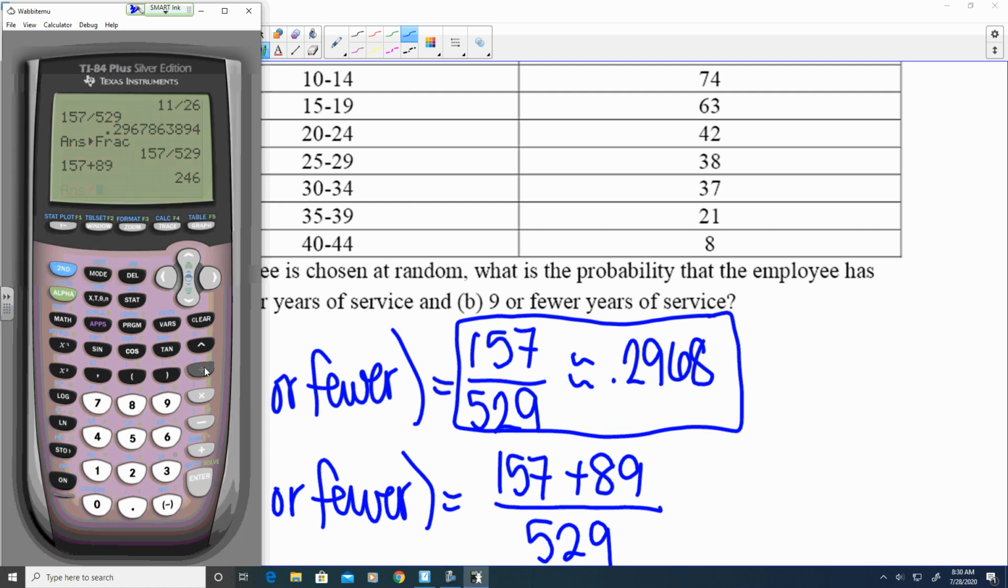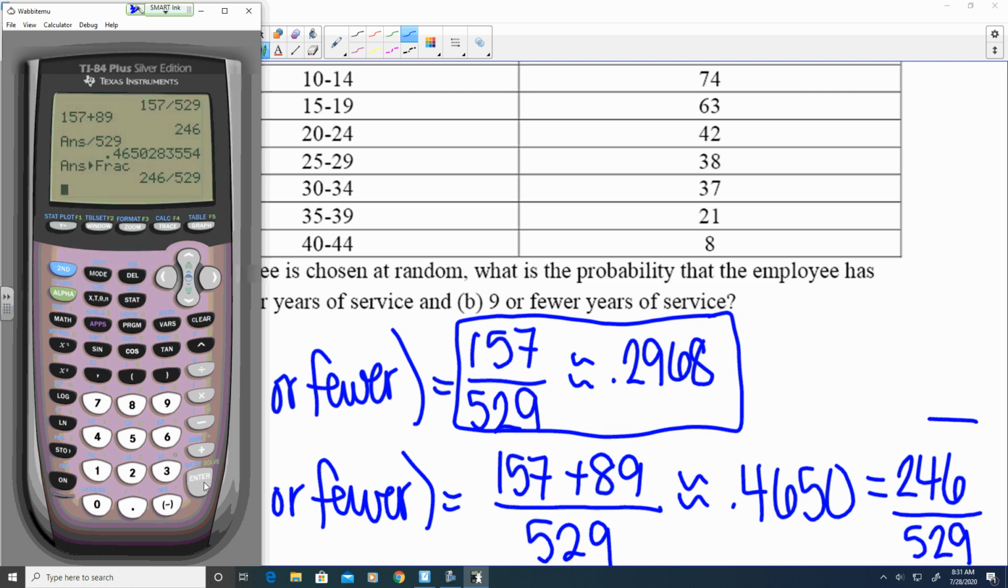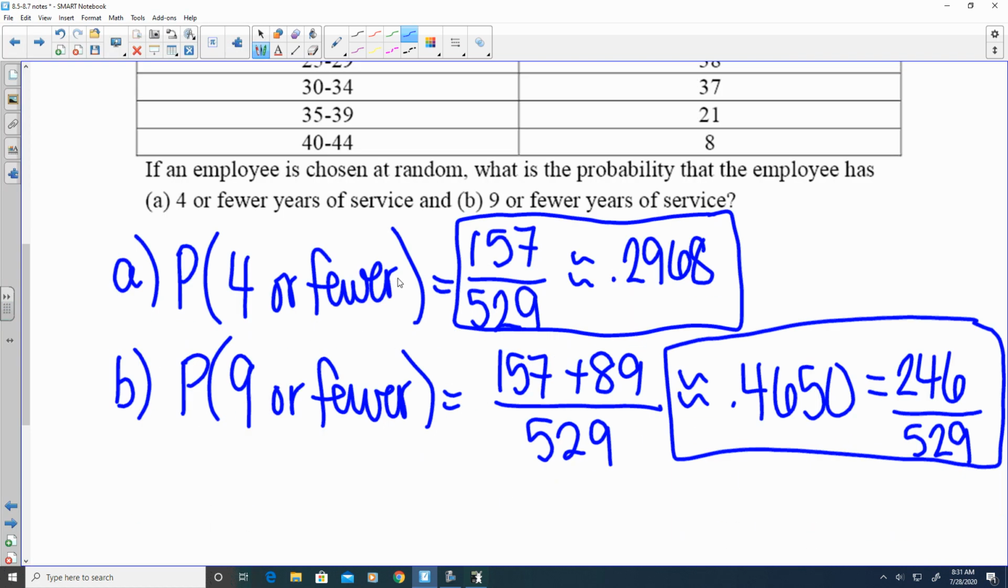Which is 246. As a decimal, 0.4650. As a fraction, 246 over 529. That one didn't simplify either. Okay, so that covers mutual exclusivity.